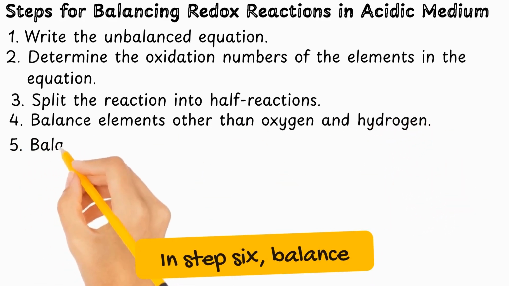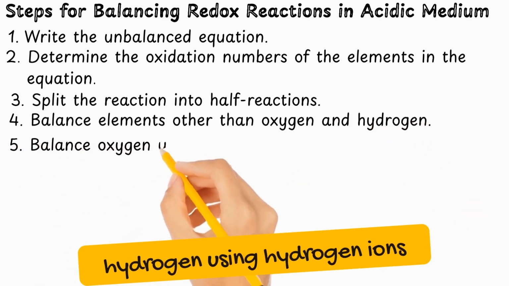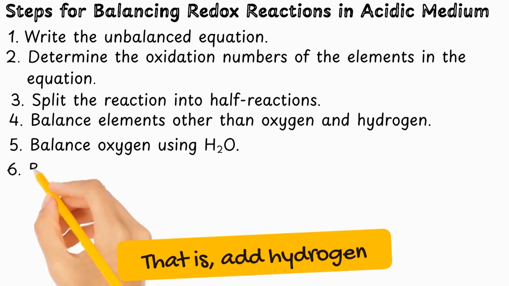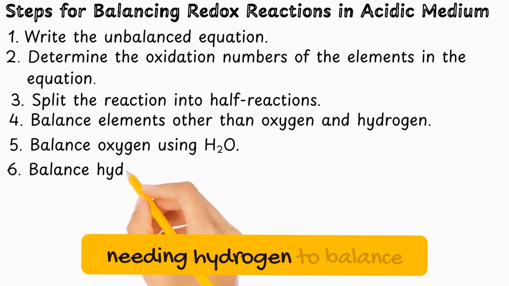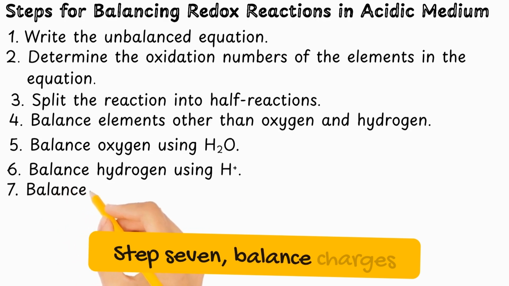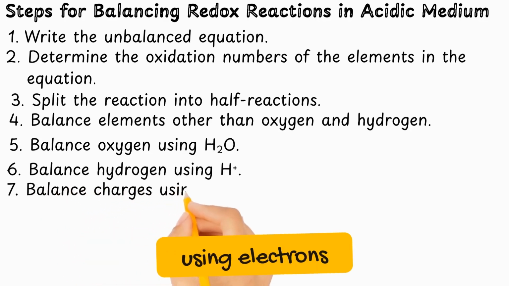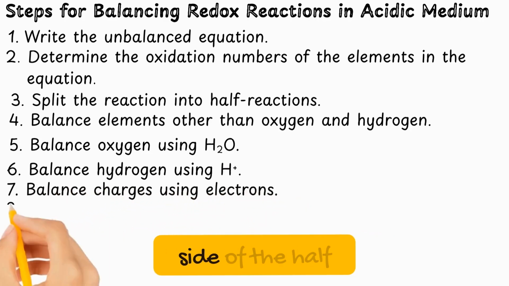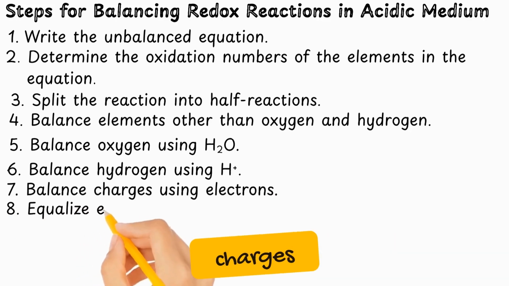In step 6, balance hydrogen using hydrogen ions. That is, add hydrogen ions to the side needing hydrogen to balance the number of hydrogen atoms. Step 7, balance charges using electrons. Add electrons to each side of the half reactions to balance the charges.